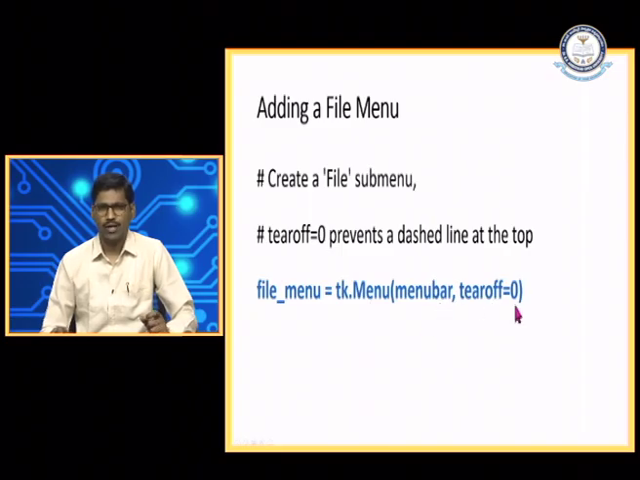The next attribute is tearoff. The purpose of the tearoff attribute is, if you assign 0 to tearoff, no dashed lines will be created. If you do not write the tearoff, when you click on a particular menu, some dashed lines will be created. When you are practicing the code, remove this tearoff and execute, and then execute with tearoff, then you can easily observe the output and understand it.